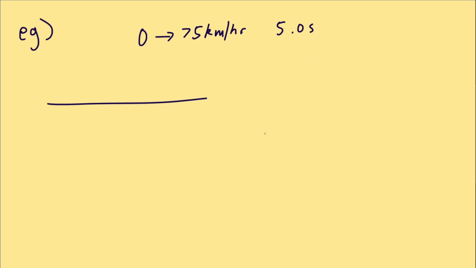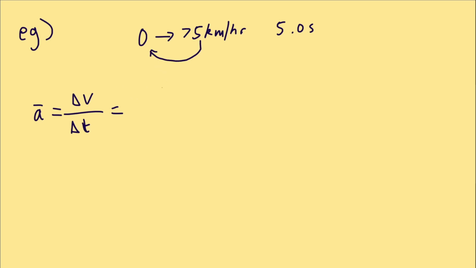Let's do our first example for today. You're driving your Lamborghini again, and it's down a straight road. You accelerate from 0 to 75 kilometers an hour in 5 seconds. What is the magnitude of the average acceleration? Let's use the formula. A equals change in velocity over change in time. The change in velocity is 75 minus 0. So 75 kilometers an hour divided by the change in time, which is simply 5 seconds.